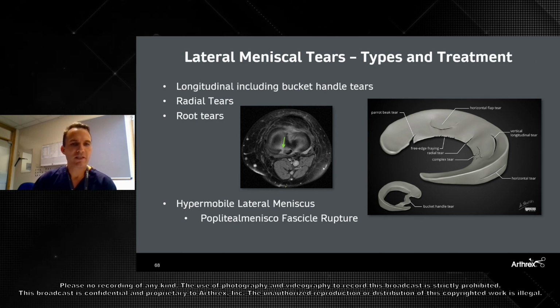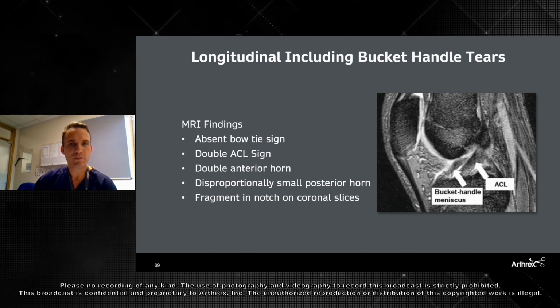So if we look at the types of meniscal tears that there are and the treatments that are available, we're talking longitudinal tears, which include bucket handle tears, radial tears, the root tears that we've mentioned before, and also this hypermobile lateral meniscus, which I think is to do with an acute injury in a lot of patients. It may just not be quite an obvious injury, and it's not something that people are necessarily born with. And we'll go through the popliteal meniscal fascicle ruptures and the impact of those.